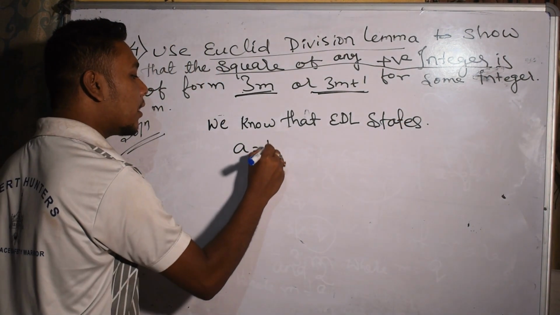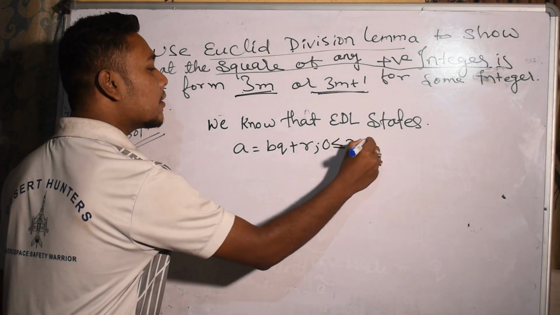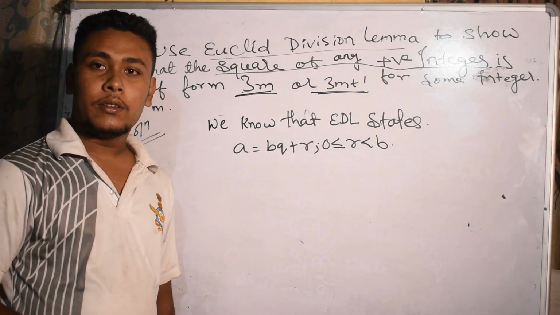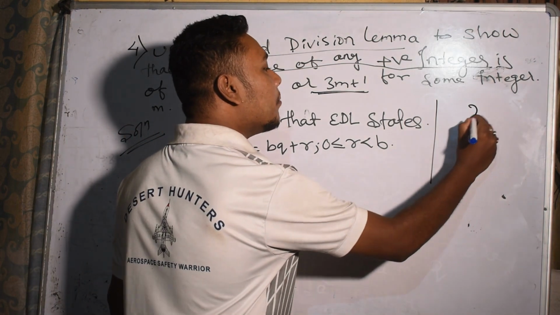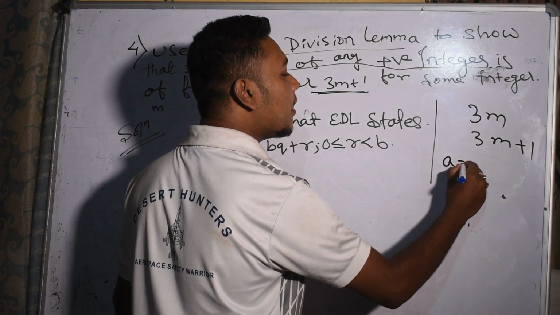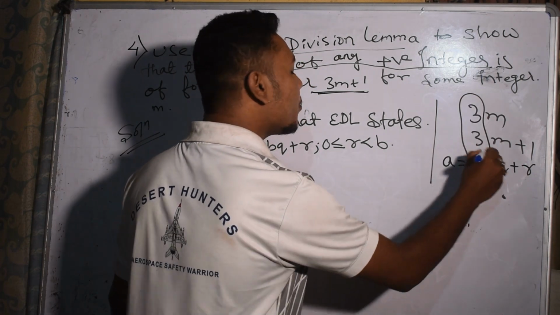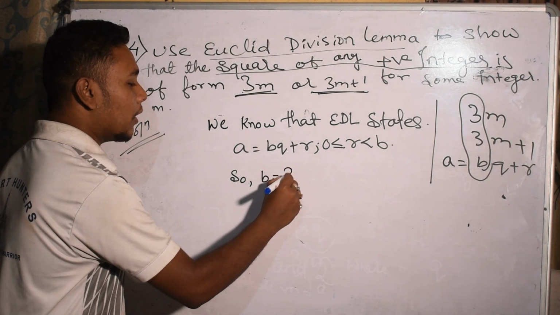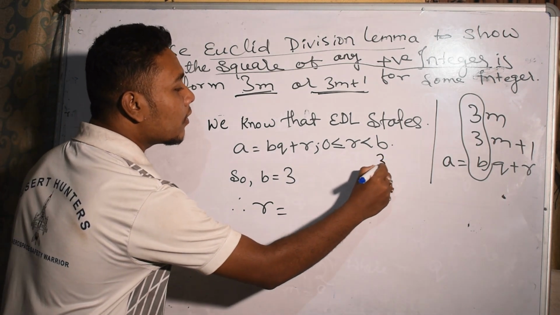A is equal to BQ plus R, 0 less than or equal to R less than B. This is the formula of Euclid's division lemma. Now, we are given 3m plus 1, and we know the formula A is equal to BQ plus R. So the value of B becomes 3. So, B is equal to 3. Therefore, R must lie between 0 and 3.